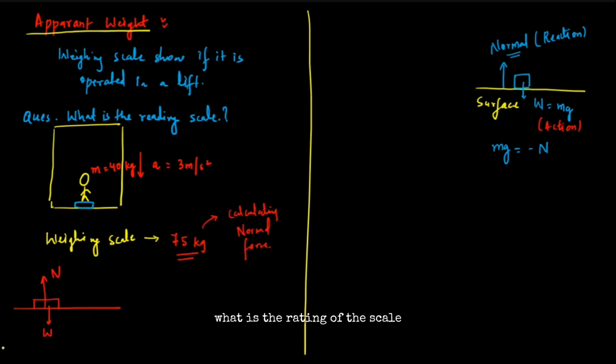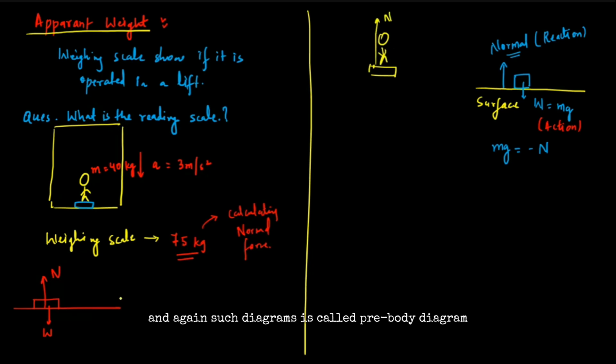So we have to find the reading of the scale. The diagram which we are drawing again and again, such a diagram is called a free body diagram. It always represents the forces acting on the object. Whatever forces are acting, we represent them using the FBD, to be precise, free body diagram. So here the force acting in the downward direction is weight, and in the upward direction is normal. And this normal is called apparent weight. So we have to find what normal is acting here. And this is the acceleration, which is 3 meters per second square.